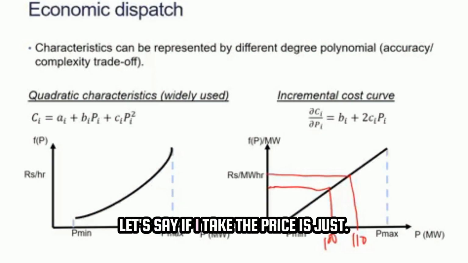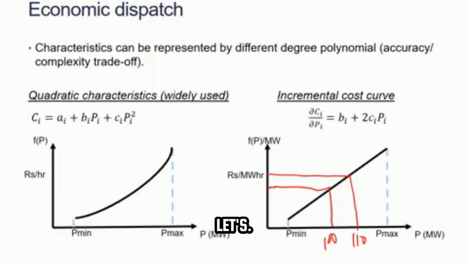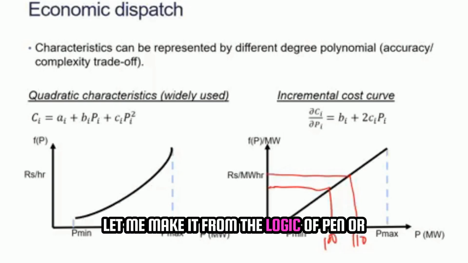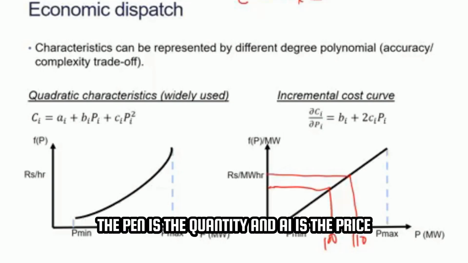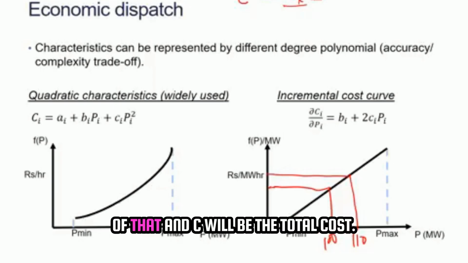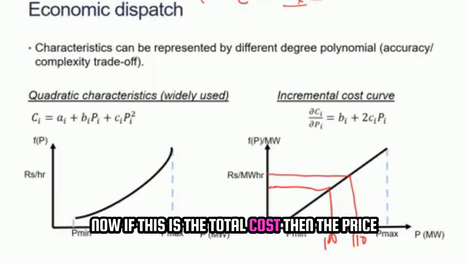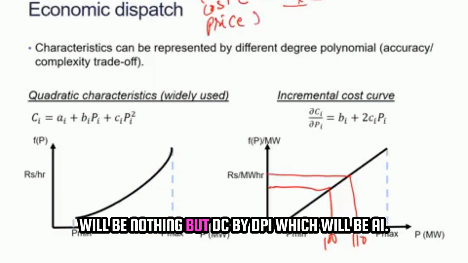Let me explain from the logic of a pen. Let the cost of the pen be ai into pi. The pen is the quantity, ai is the price of that, and C will be the total cost. Now if this is the total cost, then the price will be nothing but dC by dPi, which will be ai.